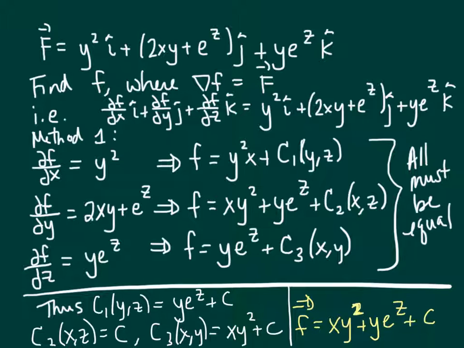And what you should always do once you find your potential is just check by taking the gradient. So take the gradient in your head here and just double check that we do in fact get our vector field capital F. Okay, now if you didn't see it this way, I am going to show you another method in a second. But first let's finish the problem now that we have our potential.